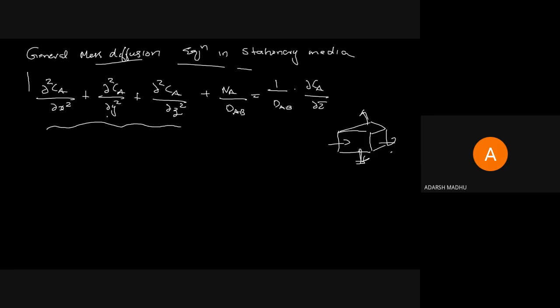So the equation is del square C_A by del x square plus del square C_A by del y square plus del square C_A by del z square plus N_A by D_AB. N_A is the mass flux, that is M_A by A, equal to 1 by D_AB del C_A by del tau. Del means a small infinitesimal area; for a higher degree we take d square C_A by dx square. C_A is the molar concentration.